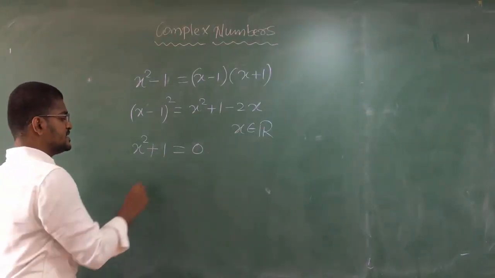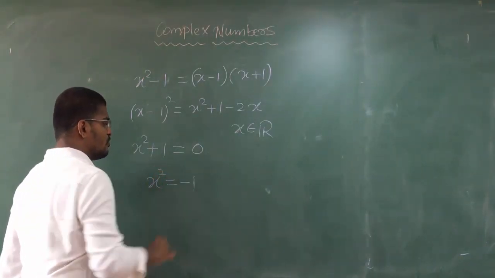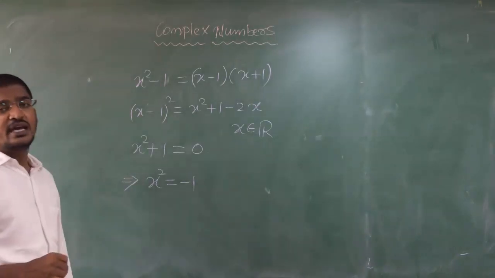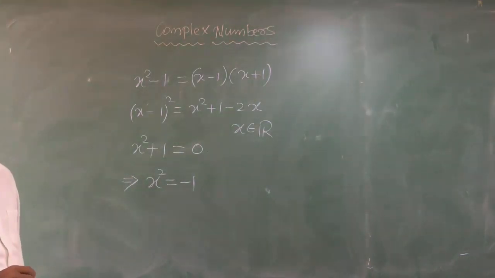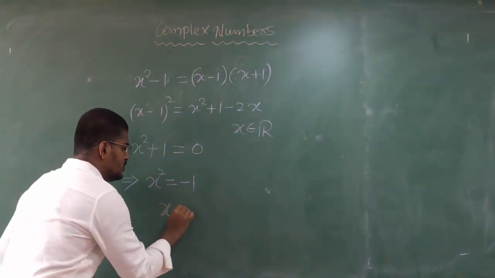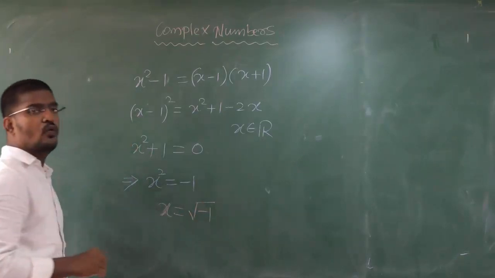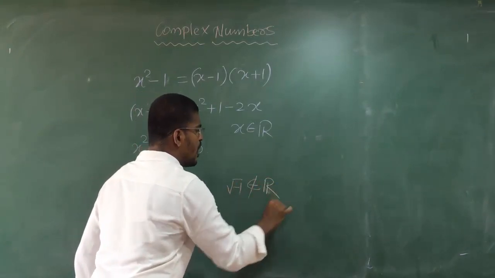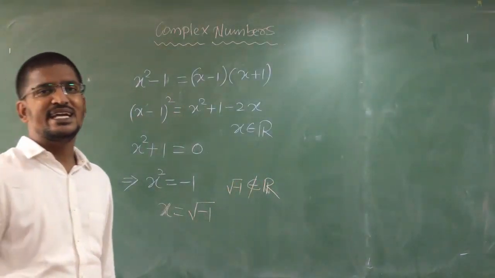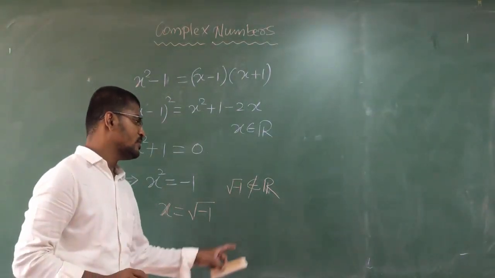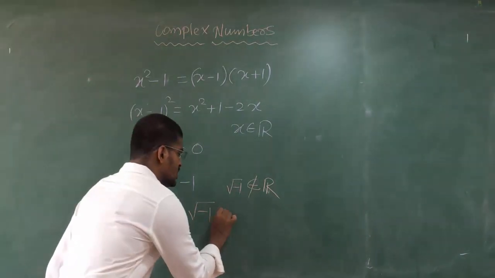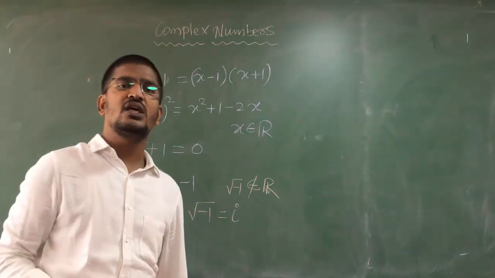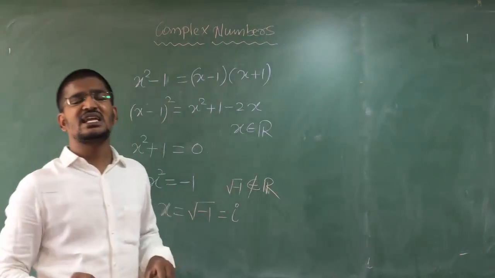Why? Because x square will be equal to minus 1. Are you getting my point? If I simplify x square plus 1 equal to 0, it implies x square equal to minus 1. So then what is x? x will be equal to root of minus 1. So we know that root of minus 1 does not belong to R, that is your real number set. So for now what we have to do, this root of minus 1 is nothing but your i, that is imaginary root. We call it an imaginary root because it doesn't exist in the real number set.